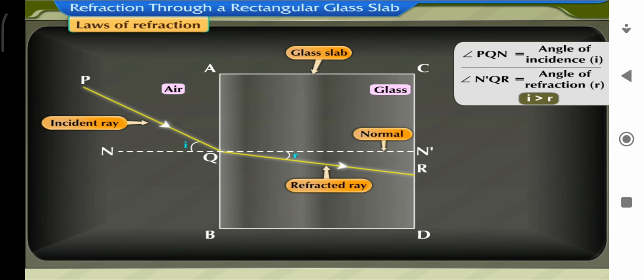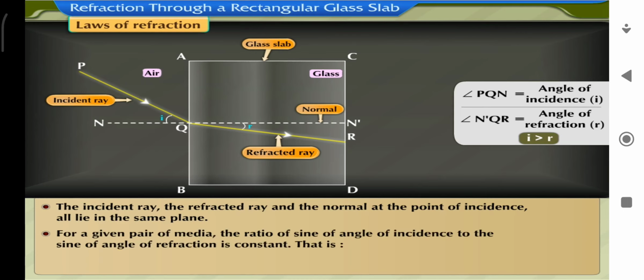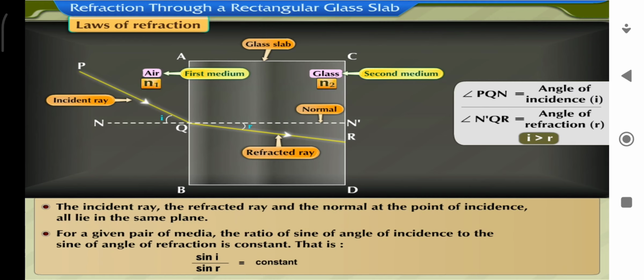The refraction takes place according to the laws of refraction, which are: the incident ray, the refracted ray and the normal at the point of incidence all lie in the same plane. For a given pair of media, the ratio of sine of angle of incidence to the sine of angle of refraction is constant. That is, sine I upon sine R is equal to constant. This constant is called the refractive index of the second medium with respect to the first medium. It is denoted by n. Let us perform an activity to understand the concept of refractive index.